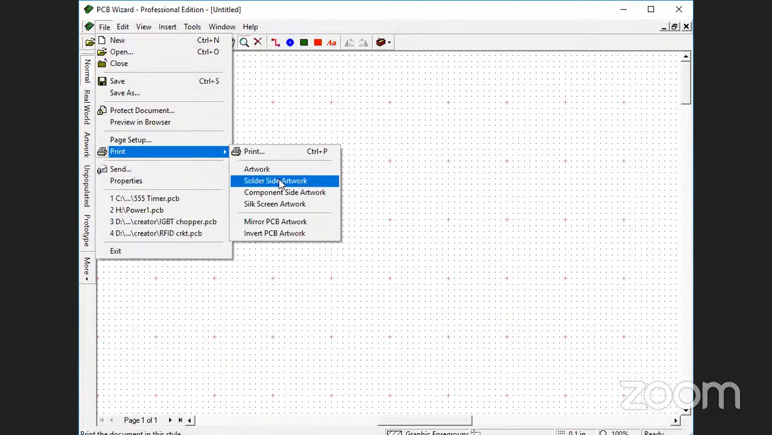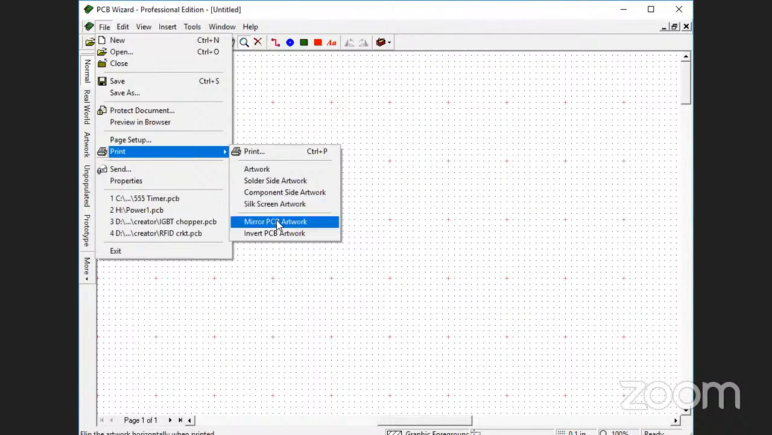Then if you want to print the solder side artwork, you can click on the solder side artwork, that means the bottom side of your PCB, right? Then if you want component side artwork, that means the top side, right? Then silk screen artwork is also there. In PCBs, we might have seen that there is something printed with white ink, right? That white ink is the placement of components given in that artwork. So that is called a silk screen, right?